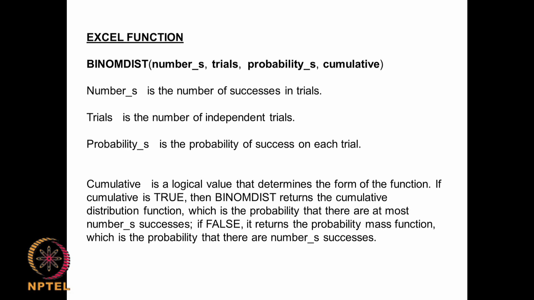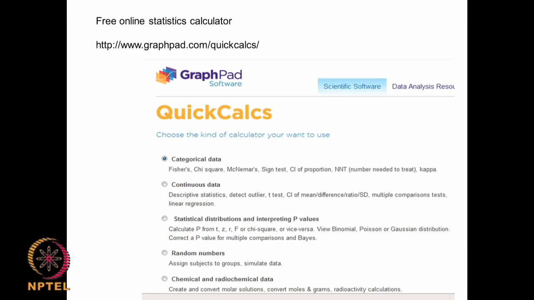Now there are many softwares which can do this job also. Some of them are commercial, there could be something free also in the net and so on. So I also looked at a software. Okay, and there is this free online statistical calculator, and this is the link for that, GraphPad. It's called GraphPad software. It can do a lot of nice calculations online. We put in some data and it can do some calculations. So I am going to use this.